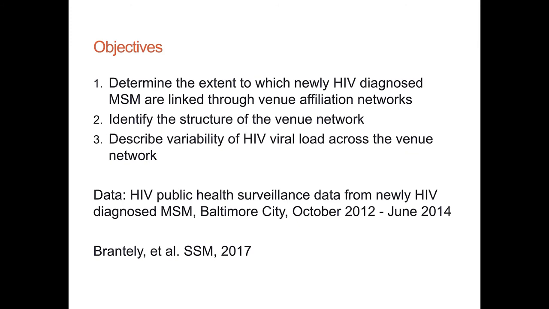So the first, the objective was to determine, and this was sort of a within analysis, and you'll see what I mean, the extent to which newly HIV diagnosed MSM were linked through venue affiliation networks. Then to identify the structure, as we talked about, network structures being important, of that venue network, and to describe the variability of HIV viral load as a measure of infectiousness across the venues. And these were public health surveillance data from newly HIV diagnosed MSM in Baltimore City from 2012 to 2019. If you're interested more in this, it was published in Social Science and Medicine.